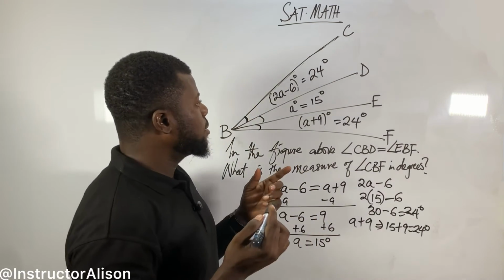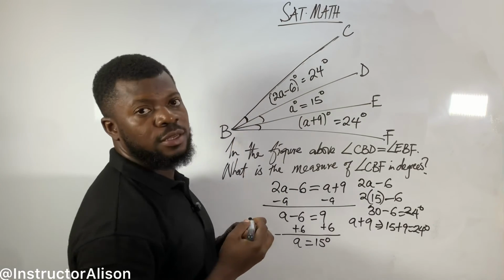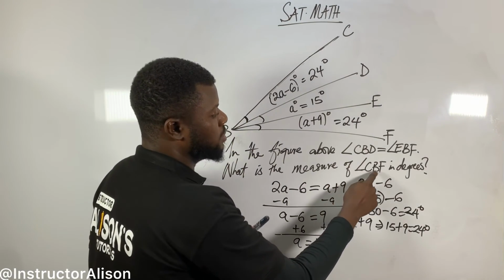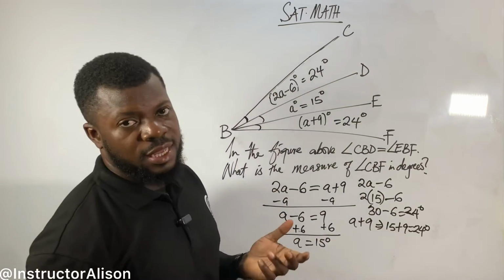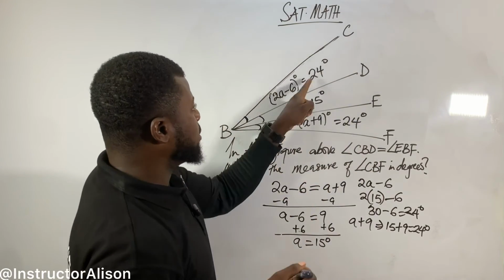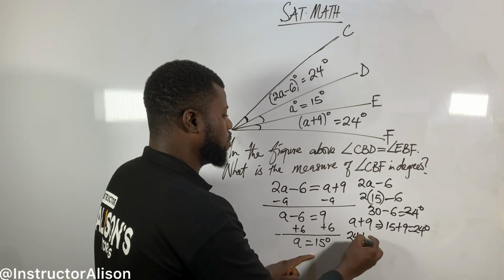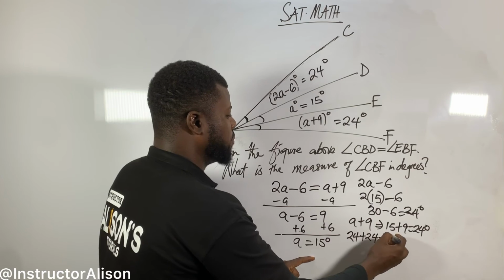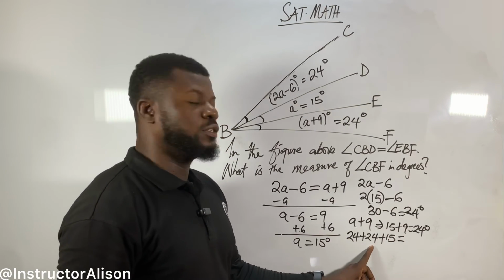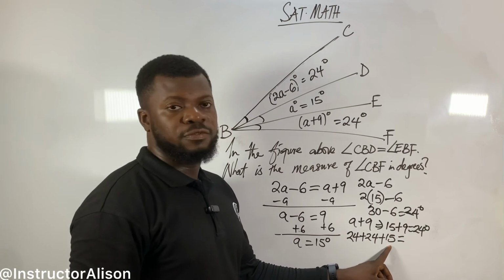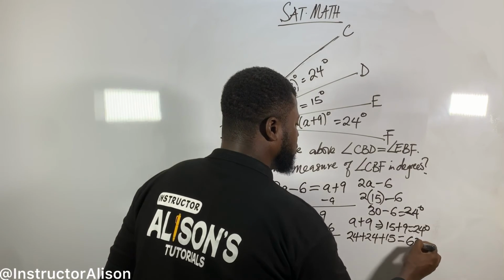So finally, remember say na this entire angle wey dey find, the whole of this angle, wey be this angle CBF. CBF. Let me say na all the angle. How you want to get the answer, my fans? Just add this 24 to this 15 to this 24. That means 24 plus 24 plus 15 equal to. Shebi 24 plus 24 will give us 48. My fans, 48 plus 15, maybe 63. That's 63 degrees.